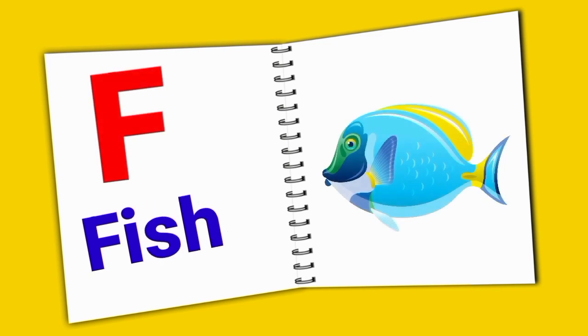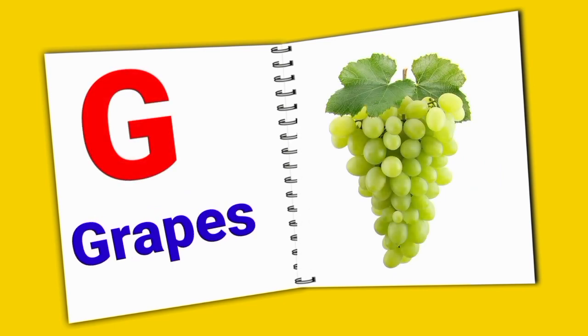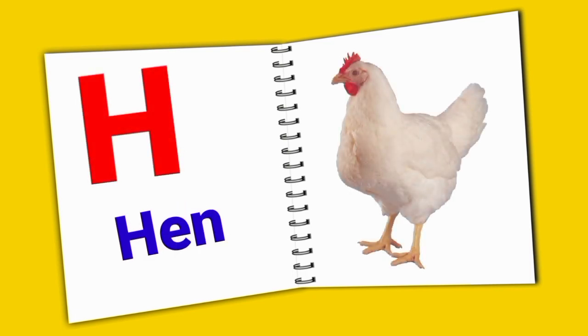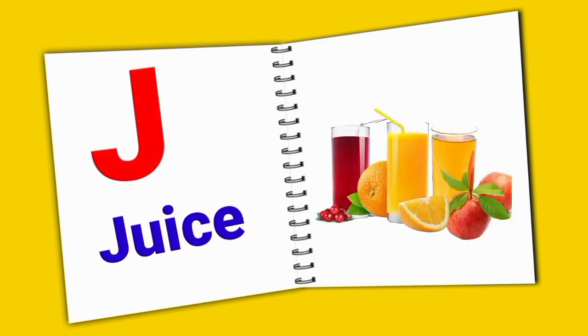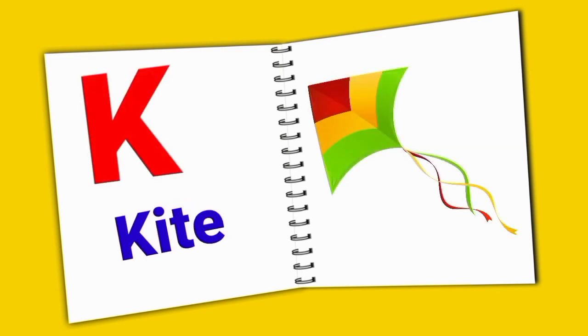F for fish. Fish means machli. G for grapes. Grapes means angur. H for hen. Hen means murgi. I for ice cream. Ice cream means ice cream. J for juice. Juice means juice. K for kite. Kite means patang.